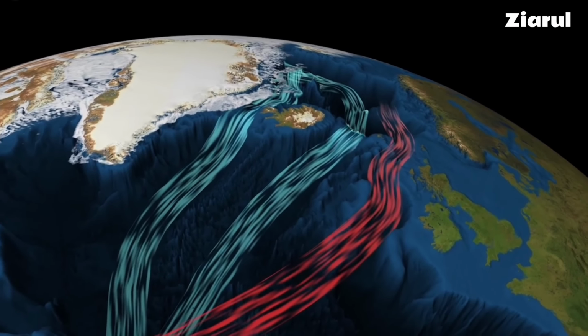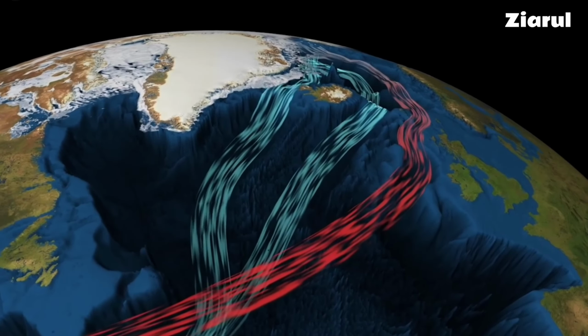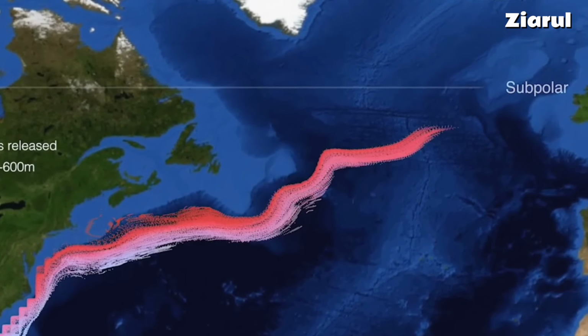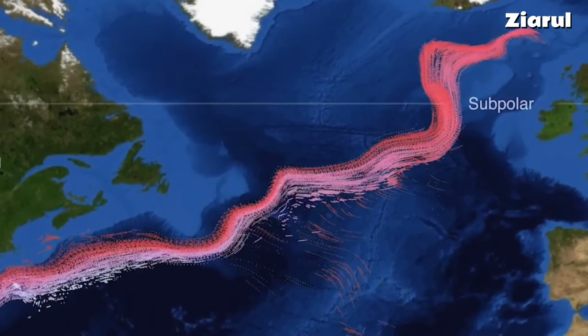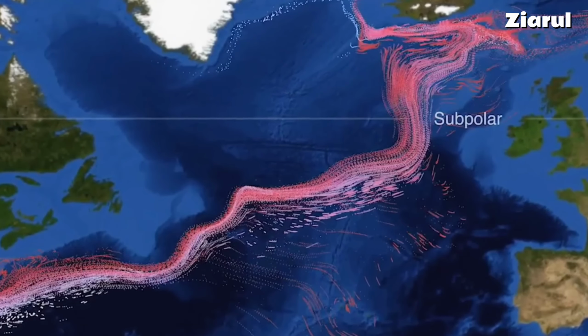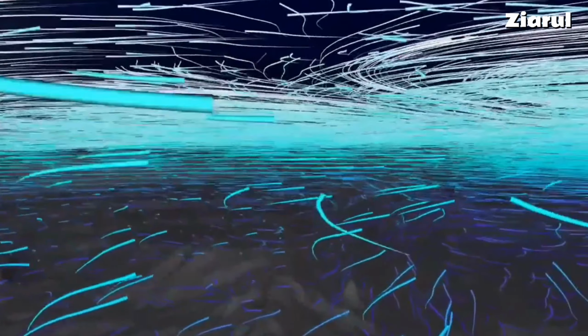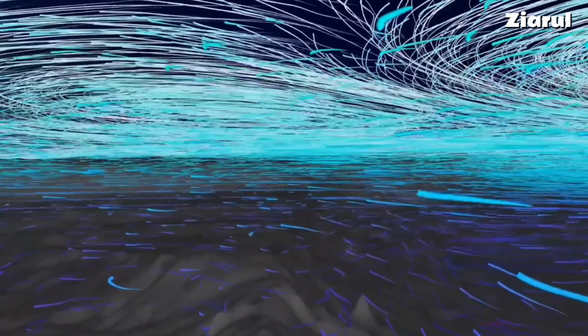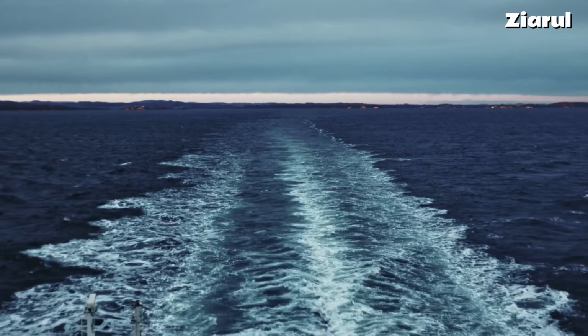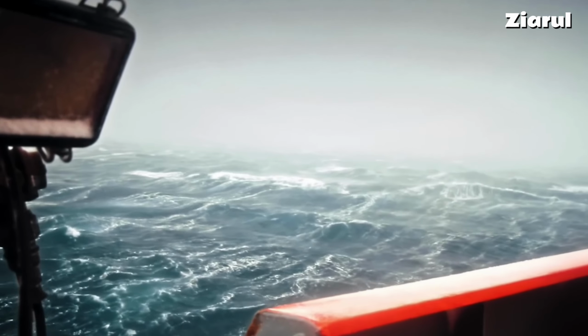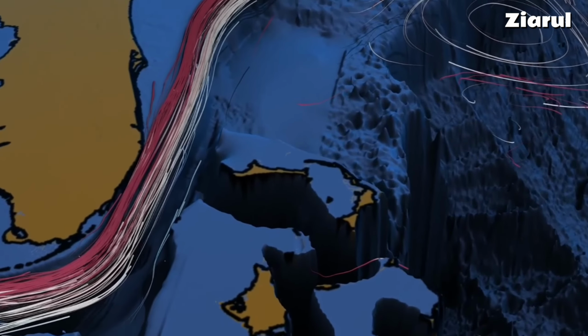This whole process is slow. It takes about 1,000 years for a given cubic meter of water to complete this cycle. But it is slowing down now, which is causing problems. Now, let's clarify the difference between the AMOC and the Gulf Stream. The Gulf Stream is a part of the AMOC, not the entire system.